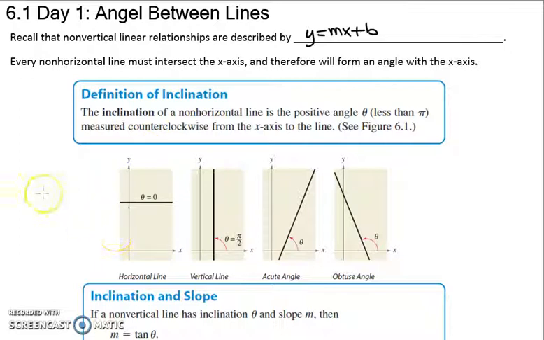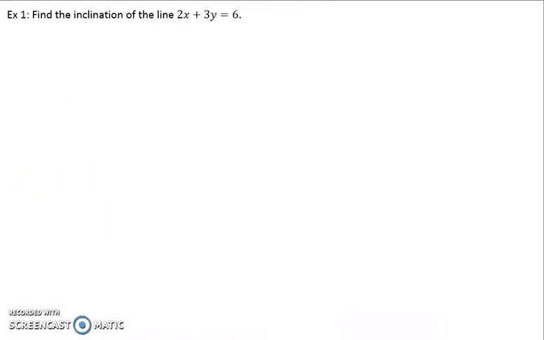So the relationship between the inclination of the line and the slope is going to be the tangent of the angle equals the slope. So slope equals tangent theta. That's the relationship between the inclination of the line and the slope of the line. So let's look at an example where we have to find the inclination.